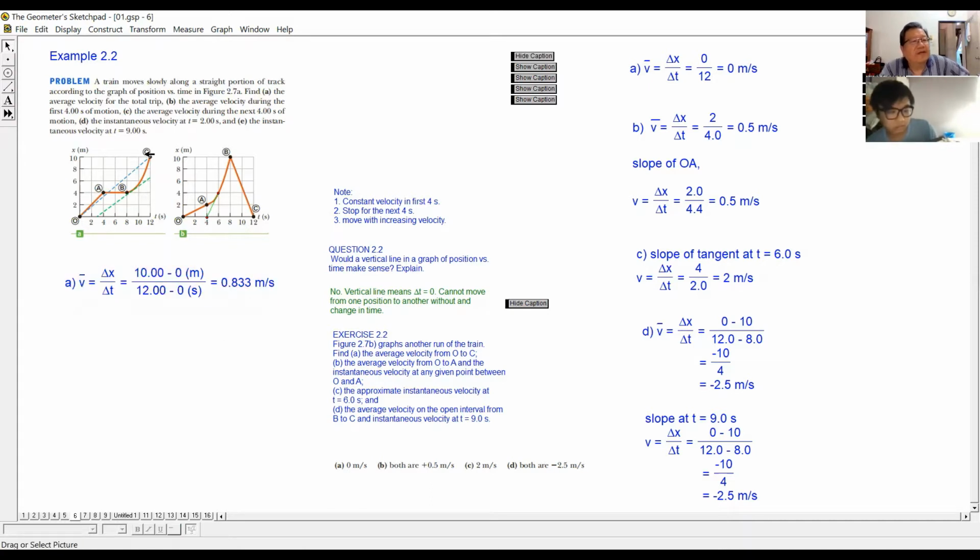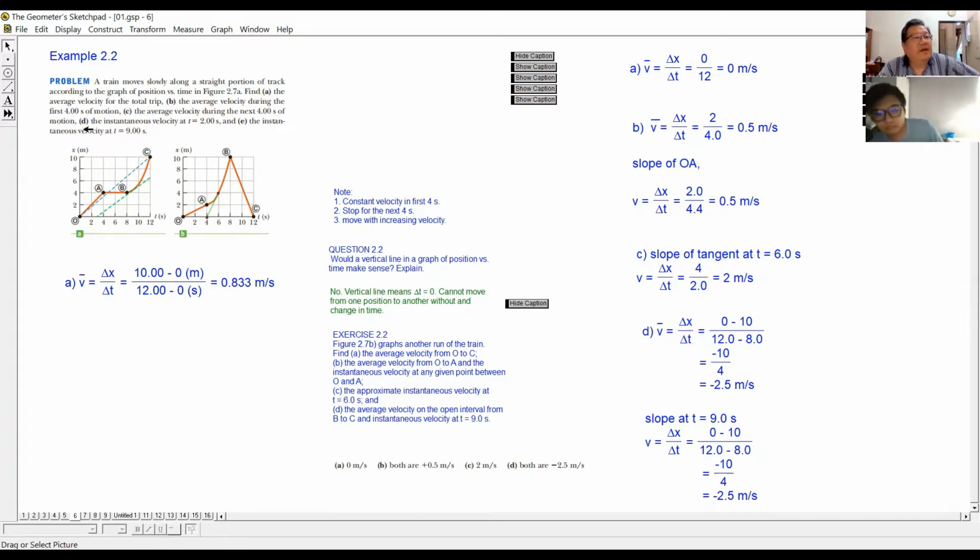Okay. Average velocity: the delta x is 10. How to get 10? 10 minus 0. Then the delta t is 12. How to get 12? 12 minus 0. So what's the answer? Is it 0.83? Yeah, correct. Okay. So the next part.